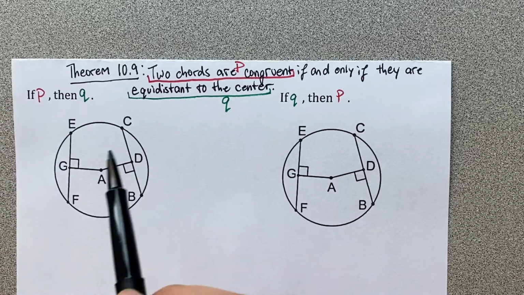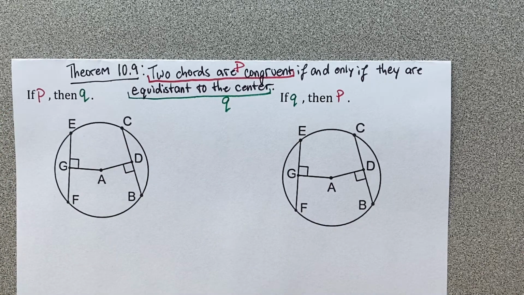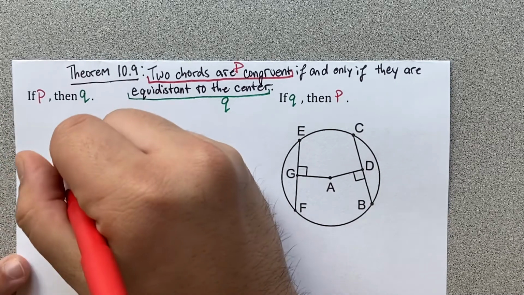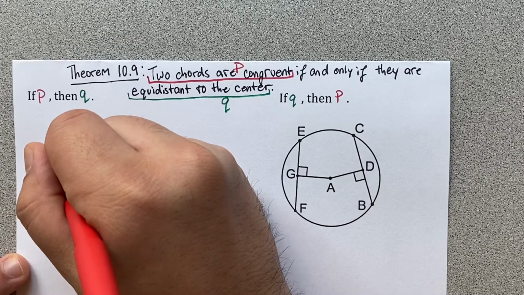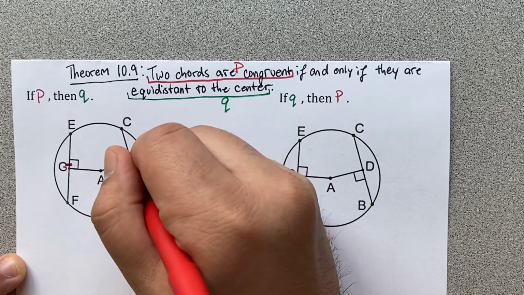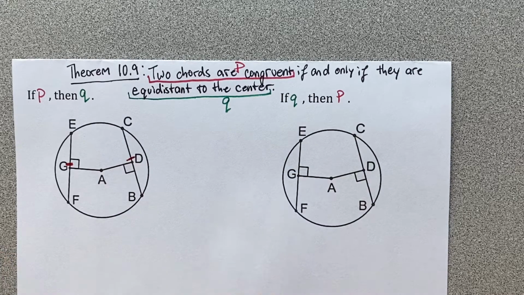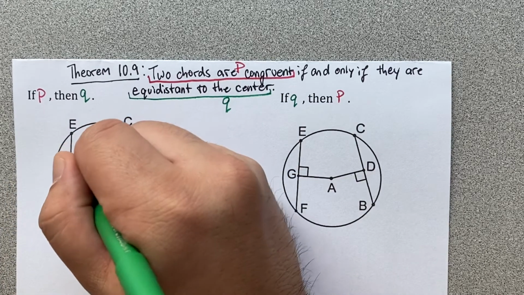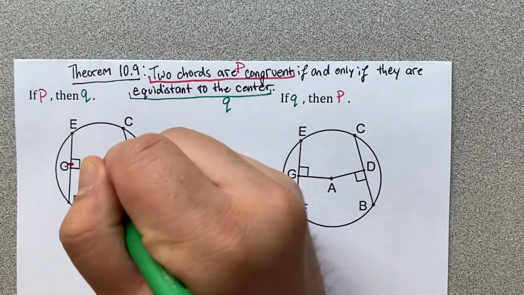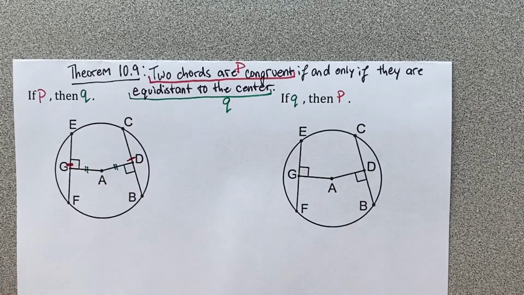to the center. If we were looking at the theorem in this case, we would know that this chord EF is congruent to this chord CB, and because those two chords are the same exact length, we would know that this distance AG is congruent to AD.